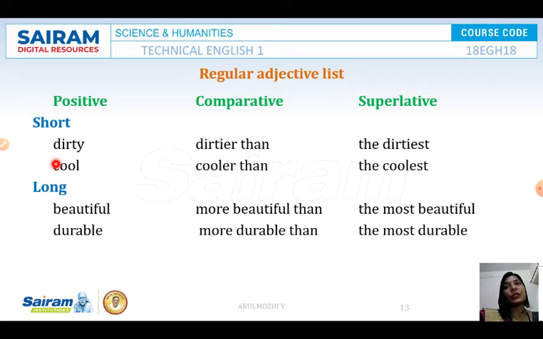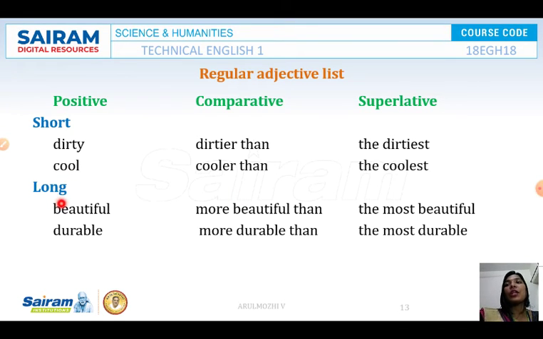This water is cool. So it is merely describing the condition of water. So this is positive degree. And this water is cooler than the water in the bottle. So here we are comparing the water in the tumbler and the water in the bottle. This water is the coolest. So we are going to the extreme degree of that particular condition.